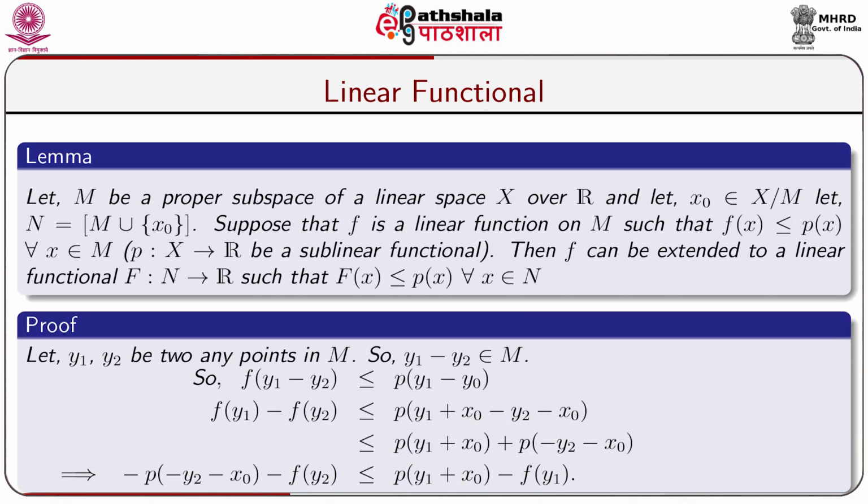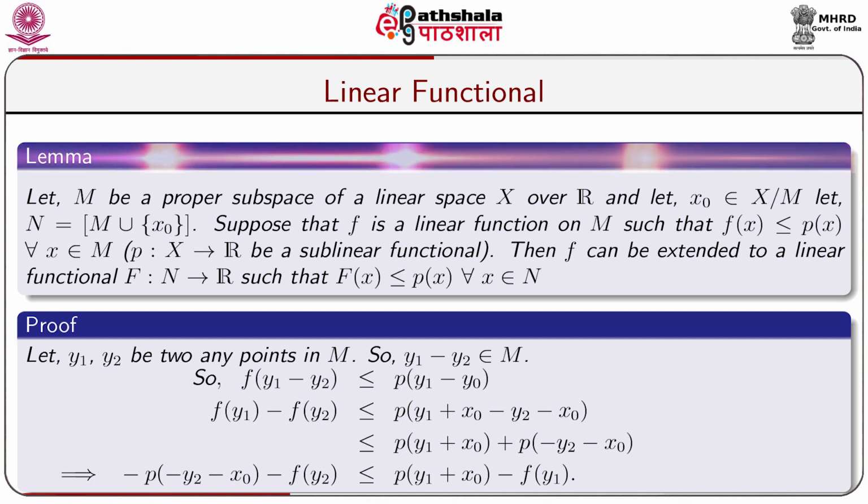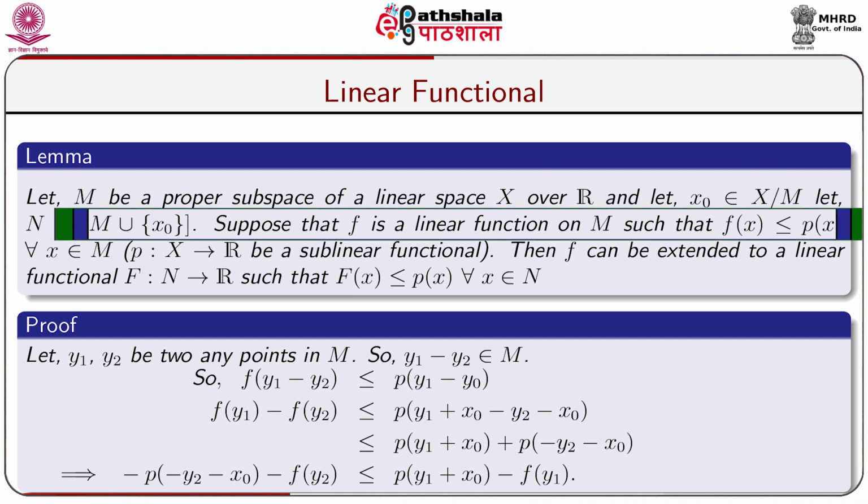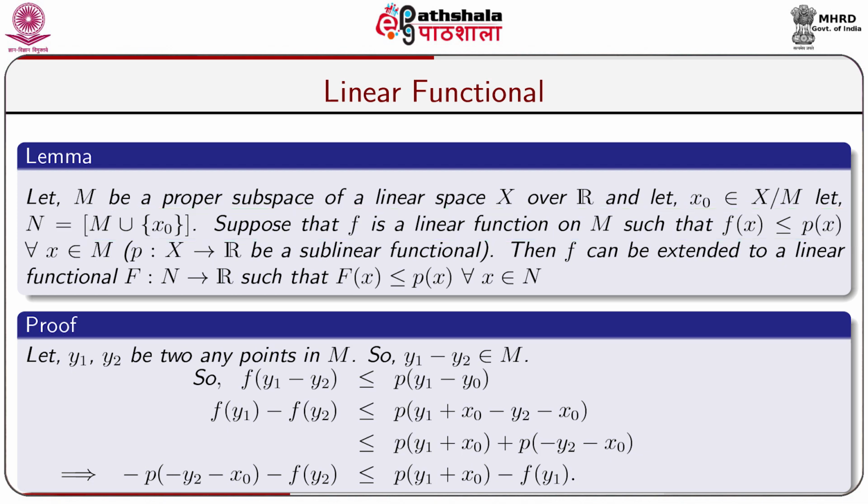Let us take a lemma. Let capital M be a proper subspace of a linear space capital X over the field of reals R, and let x0 belong to X minus M, and let N be equal to the span of M union {x0}. That means N is a subspace generated by M and x0. Suppose that f is a linear functional on M such that f(x) is less than or equal to P(x), where P is a sublinear functional. Then f can be extended to a linear functional capital F, which is a mapping from N to R such that F(x) is less than or equal to P(x) for all x belonging to capital N.